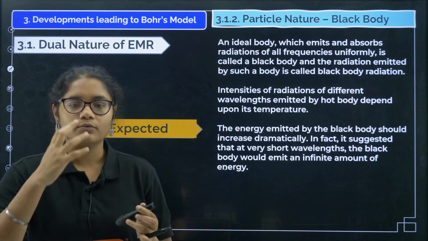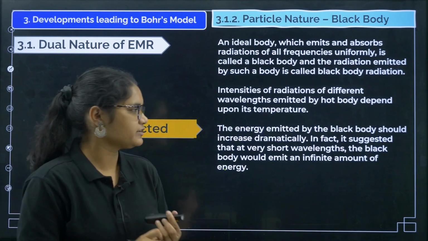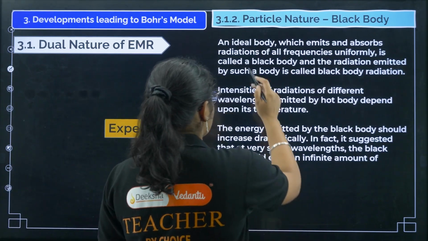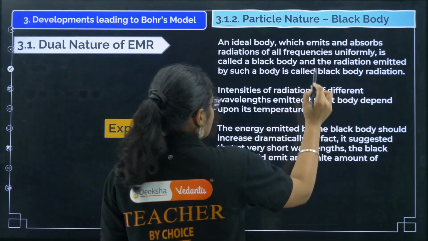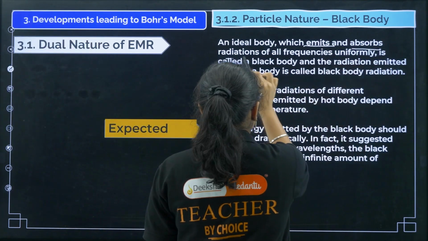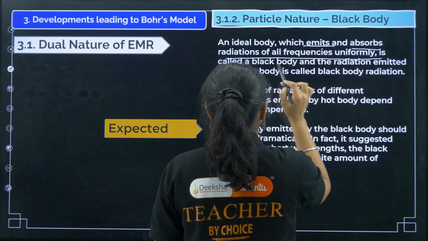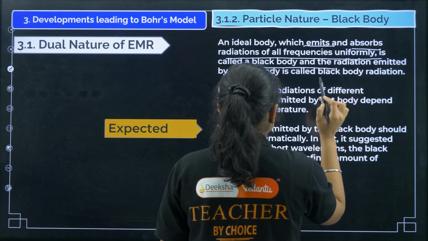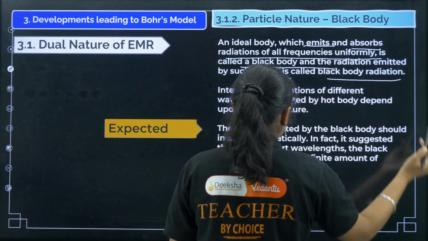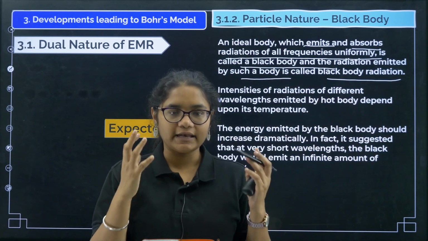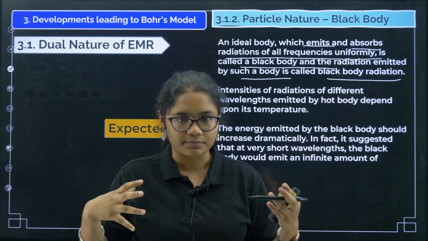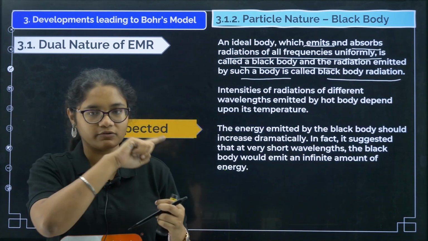Okay, so now what is a black body? If you just define a black body, any ideal body which can emit and absorb radiations of all frequencies uniformly is called a black body, and the radiation emitted by such a body is called black body radiation. So what is that? Any body which can absorb all types of radiations, meaning all frequencies.